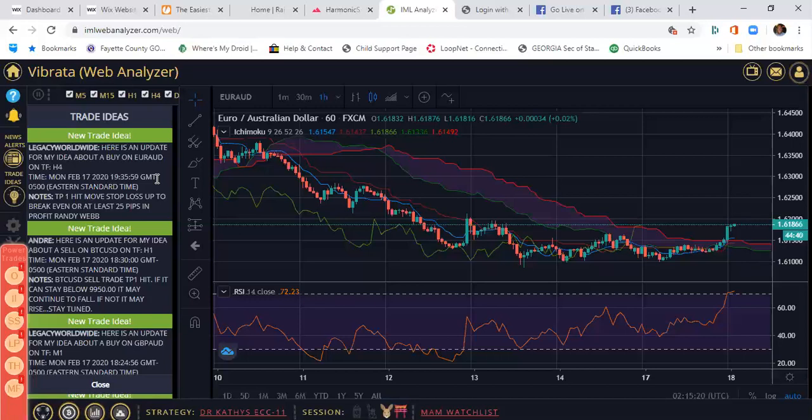But now, if you want to go somewhere where you're mixing your mind, your skill set, and your mindset with successful traders who are sharing what's in their thoughts, sharing the ideas and saying, hey, look, I'm analyzing the trade, I'm looking at it, and right here, let's look at Legacy Worldwide. Here's an update from my idea about a buy on Euro AUD on the H4. So for people who are long-term traders, this is the idea. And so what he's telling you is, hey, I want you to look at it and see at this particular point, you could go ahead and put in a potential take profit in this area.